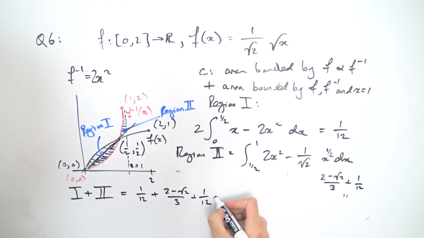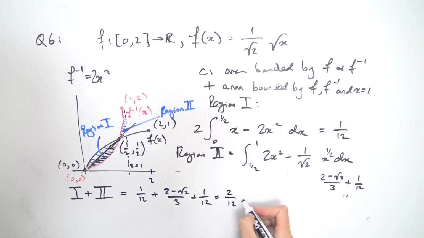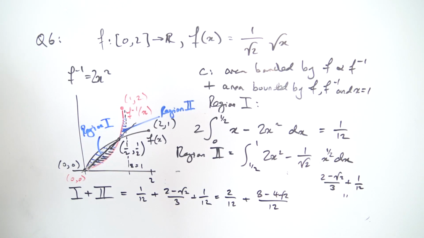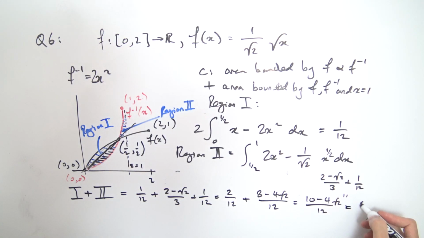So if we do that, we're going to get, well, this becomes 2/12 plus 8 minus 4 root 2 divided by 12. So multiply both top and bottom by 4. And this becomes 10 minus 4 root 2 over 12. And dividing top and bottom by 2, you end up with 5 minus 2 root 2 divided by 6, and that is the answer.